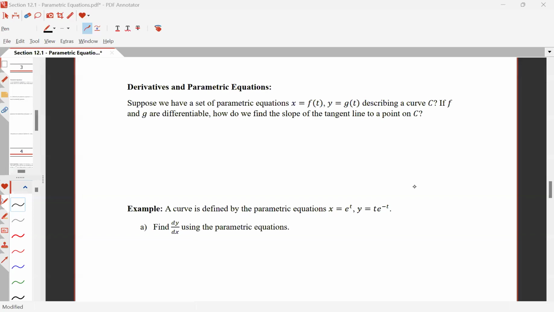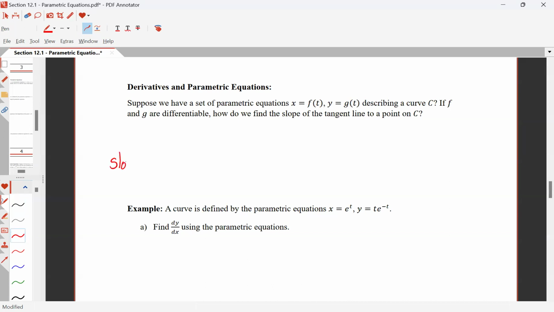With parametric equations, we are now able to do some calculus. So the first thing we're going to introduce is, what if I want to find a derivative using parametric equations? So suppose we have a set of parametric equations, x equals f of t and y equals g of t, describing a curve C. If f and g are differentiable, how do we find the slope of the tangent line at a point on C?